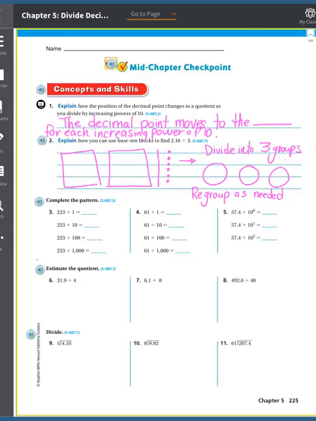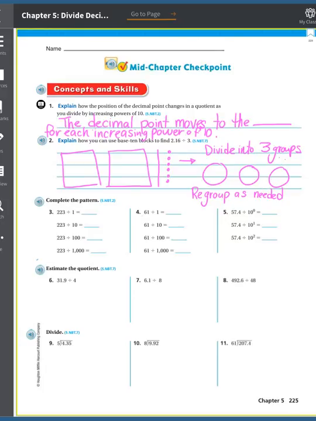If I am dividing this 1 up, I can't divide it into these 3 groups, so I need to regroup. I would take this 1 and divide it up into tenths, and then I would have 10 tenths. Then I would regroup those as 20 tenths. Then I would share the 21 tenths and the 6 hundredths among the 3 groups. Each group would get 7 tenths and 2 hundredths. Okay?